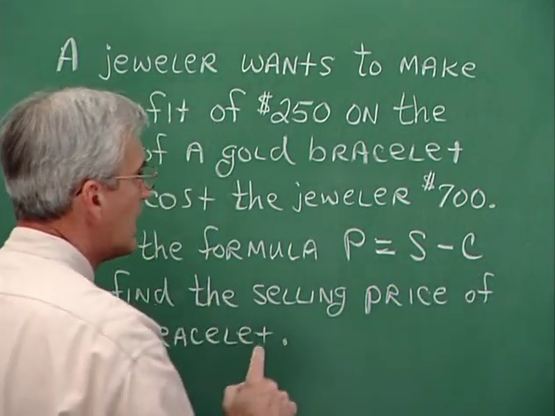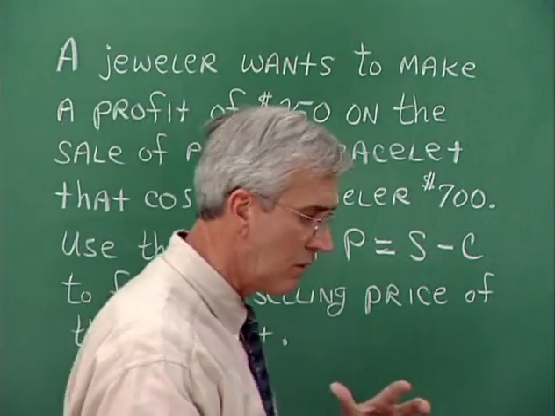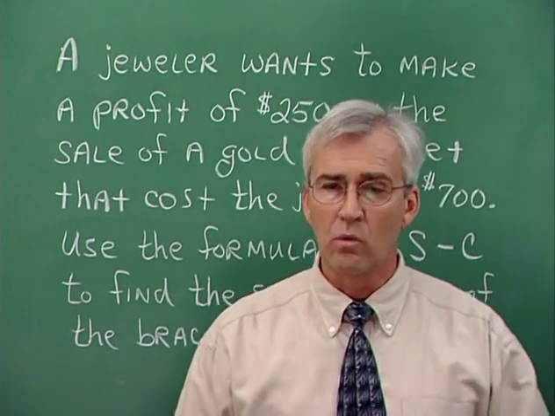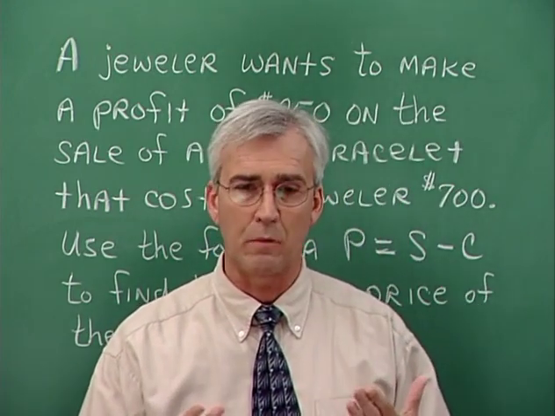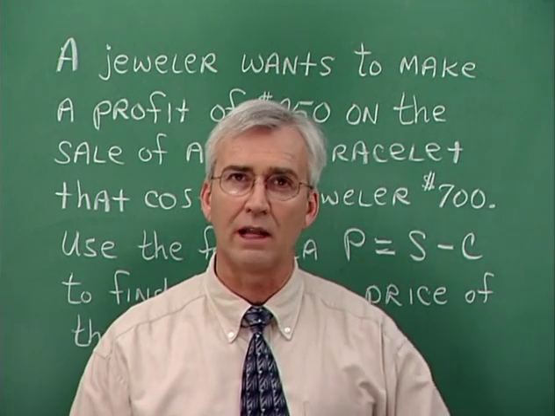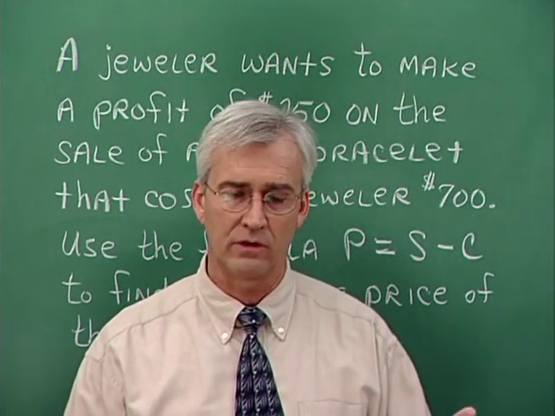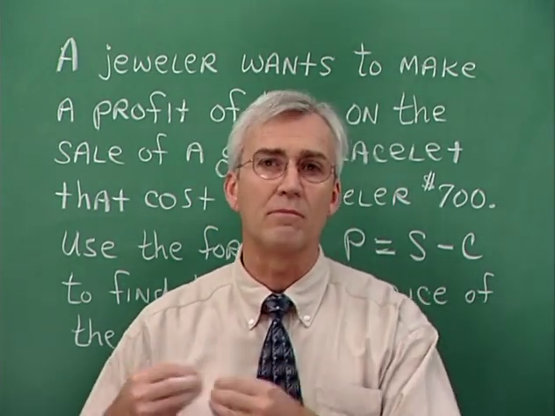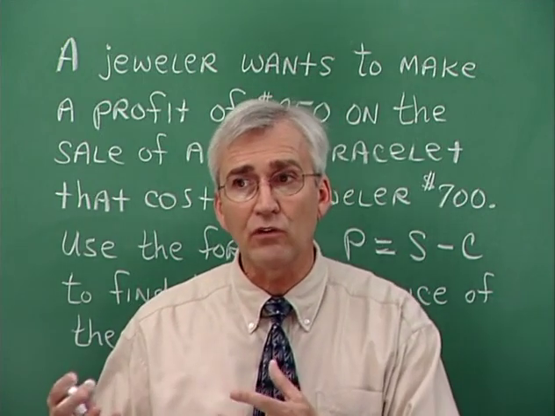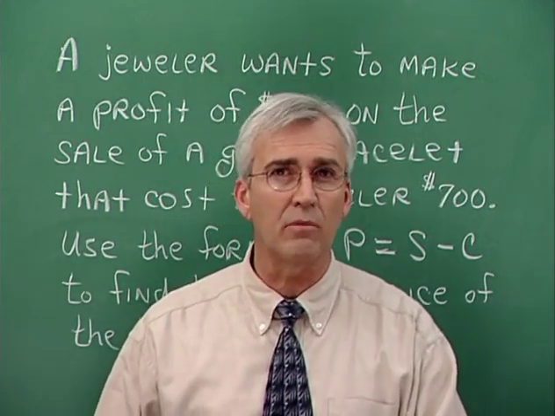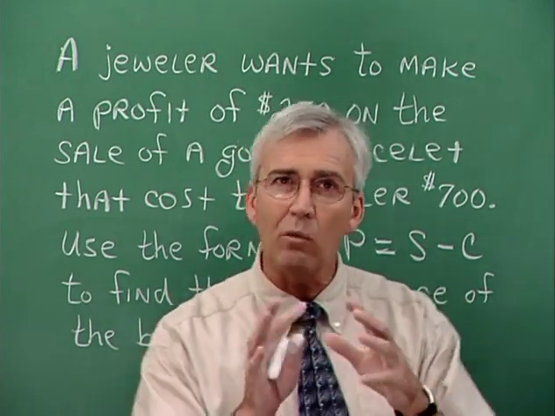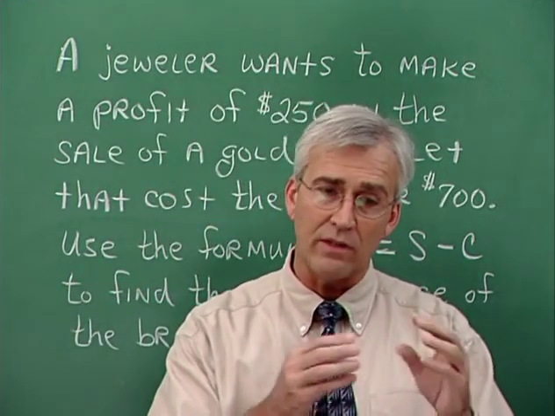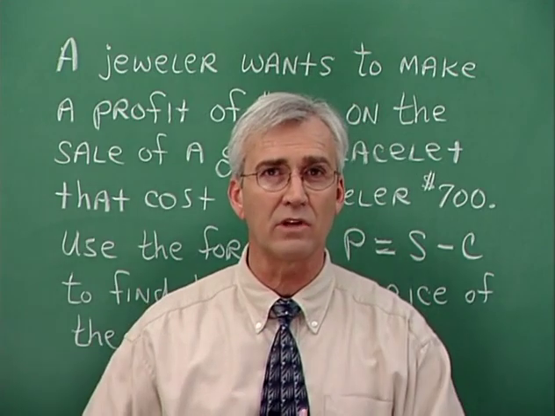Now, does it make some sense that what's happening in this situation can be explained in a lot of different ways? When a merchant like a jeweler buys a product like a bracelet for $700, in order to sell that product and make a profit, they add some money to it. And the money that they're adding to their cost becomes their profit. We could look at this formula in a couple of different ways, but it is that the cost plus the profit is equal to the selling price.